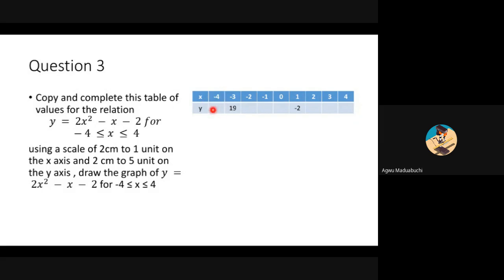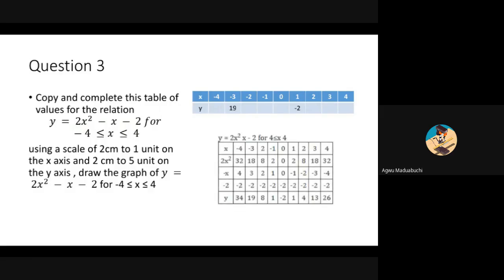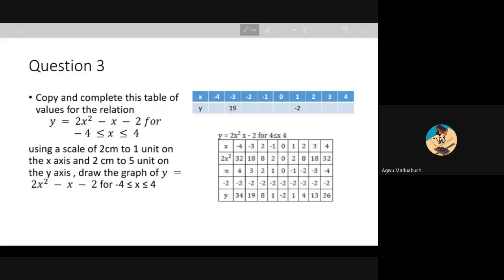For -4, what you need to do is input -4 squared. -4 squared gives you 16. 16 times 2 gives you 32. Then you have minus times -4, that gives you +4. So that's 32 plus 4. And then remove 2, so that gives you the value here. If you do it correctly, this is what you arrive at. 32 plus 4 minus 2 gives you 34. There's a negative sign here, it was omitted.